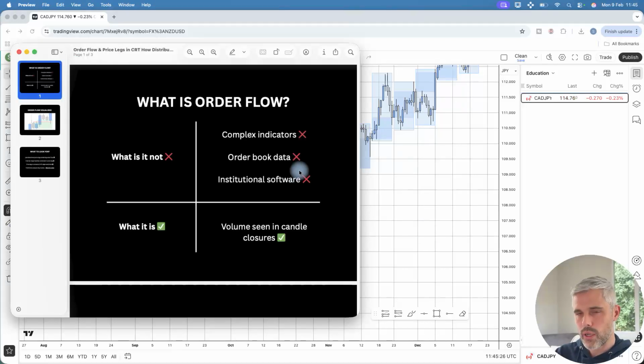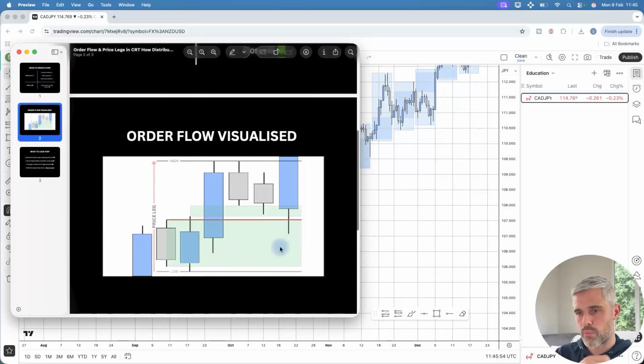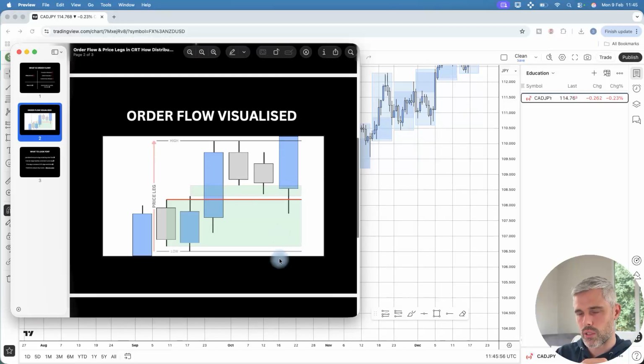So what is order flow? Well, what it is not is any complex indicators or deeply understanding order book data or institutional software. All we need to really understand is where is volume in the context of our higher time frame trades. And we can see that through candle closures, because candle closures on our execution time frame create price legs that we can trade from. So what is a price leg and what is order flow in this context?